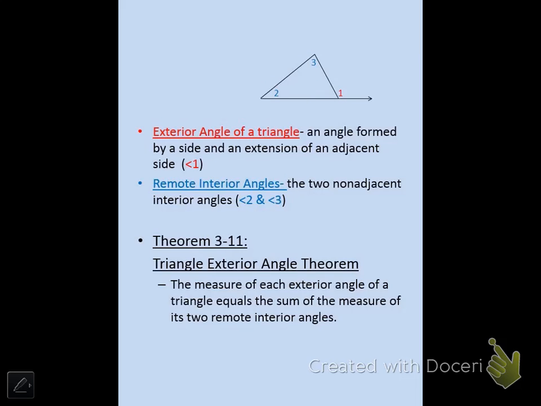With that, the triangle exterior angle theorem says that the measure of each exterior angle is the same as the sum of the two remote interior angles. So if I added those two together, it should equal this one. So the measure of angle 1 equals the measure of angle 2 plus the measure of angle 3.